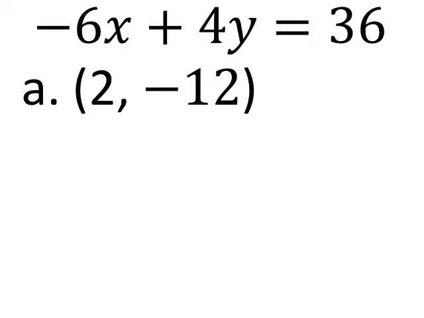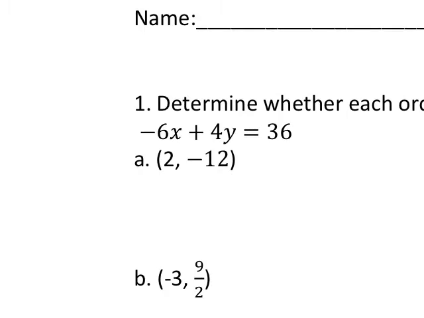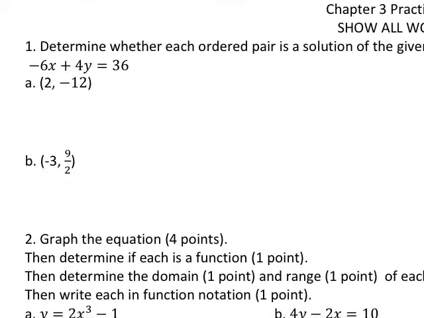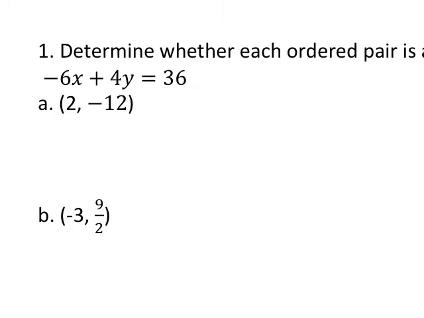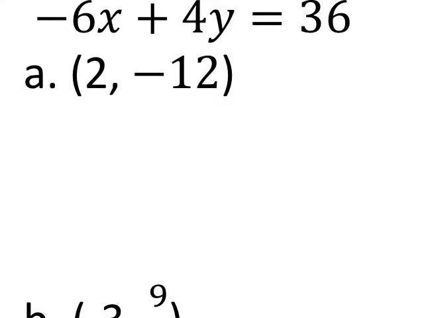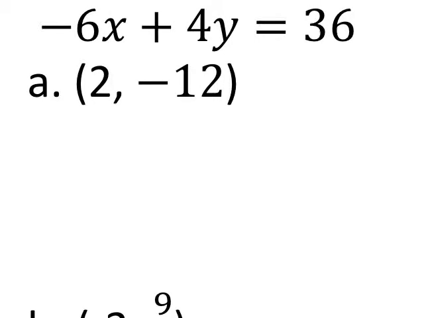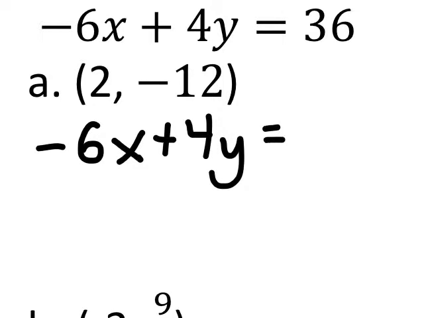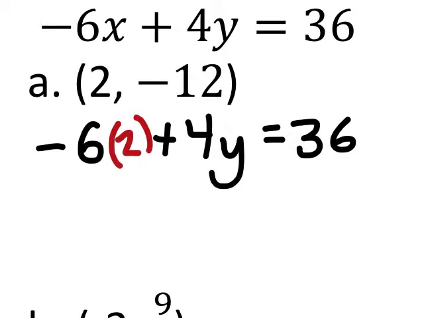Alright, so starting with 1a here, we have negative 6x plus 4y equals 36. And what we want to know here is if this ordered pair is a solution to the equation. So if we look at A, we have (2, negative 12). So if we rewrite this, we've got negative 6x plus 4y equals 36. All we're going to do is replace the x with the x value in the ordered pair, 2. Then we'll replace the y as well with its y value, negative 12. Then we'll just see if this is a true statement.